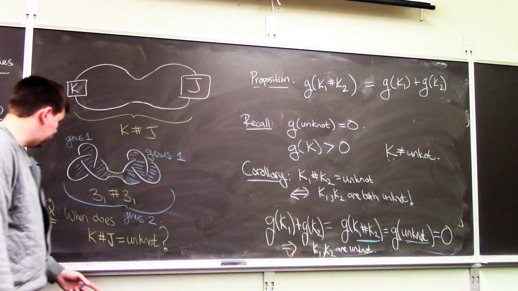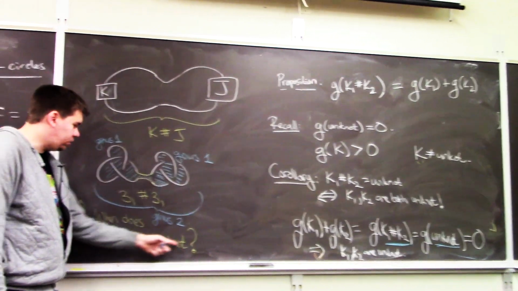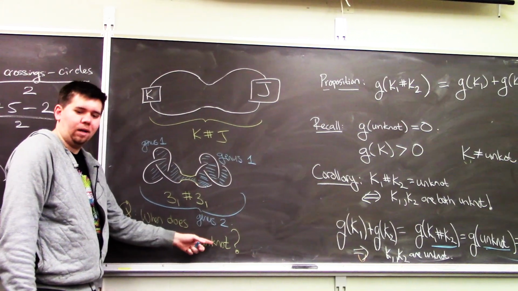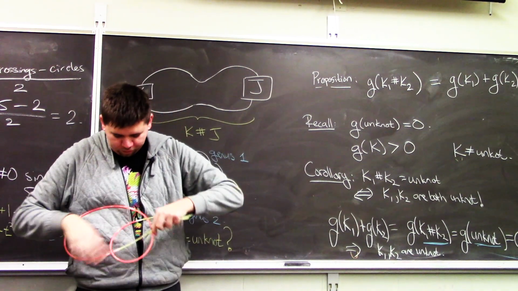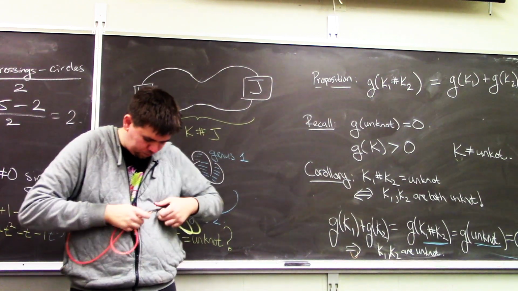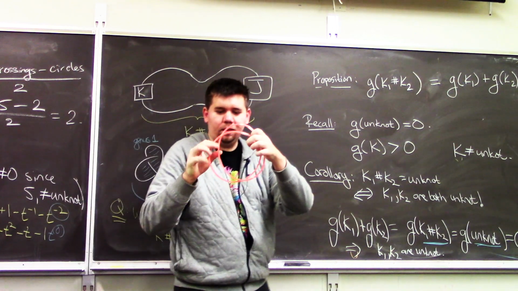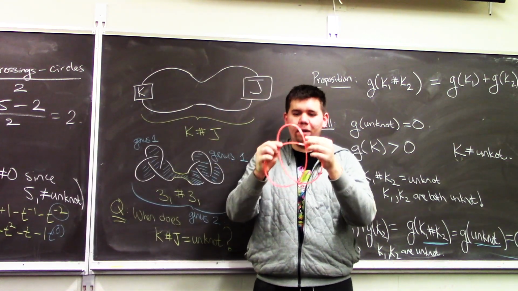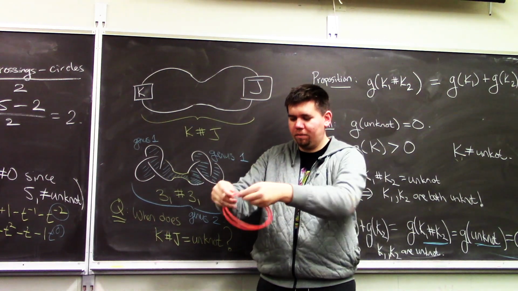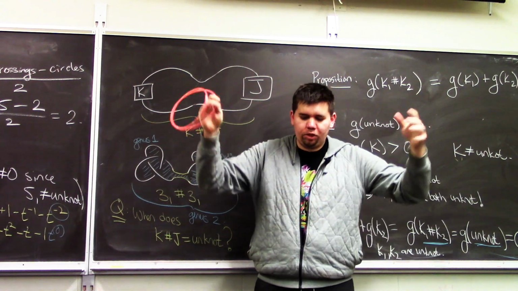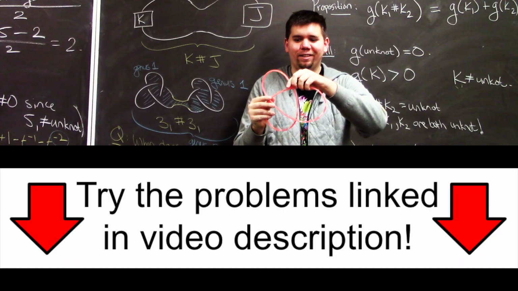So back to our original question. When can you get K and J to cancel to get the unknot? Never. Unless you started out with two knots that were the unknot. But if you start out with some knot that's not the unknot, so let me recover my original knot, then there's nothing you can combine it with to get the unknot. If you combine with another knot, it just gets more knotted. It has bigger genus. So there's no way to get it down to genus 0 to having it be the unknot.